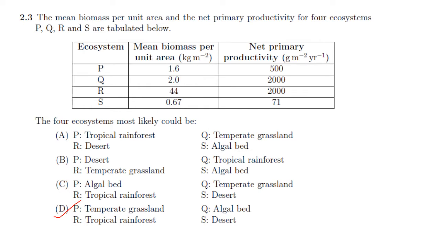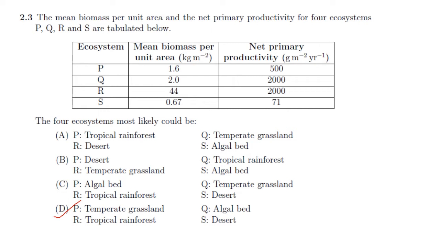Now next one. The mean biomass per unit area and the net primary productivity of 4 ecosystems P, Q, R and S are tabulated below. The 4 ecosystems most likely would be tropical rainforest, temperate grassland, desert and algal bed. So these are the various combinations of options they have given, that is tropical forest, desert, temperate grassland and algal bed are involved in all the options A, B, C, D in different combinations. So we have to see for the correct combination.